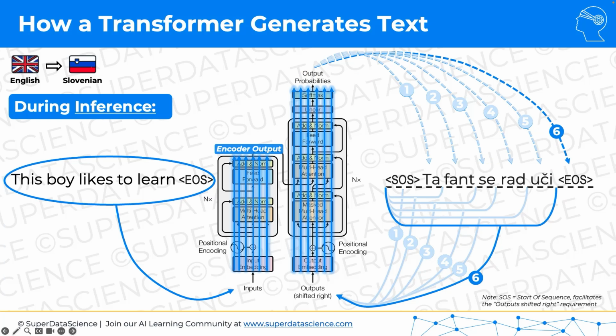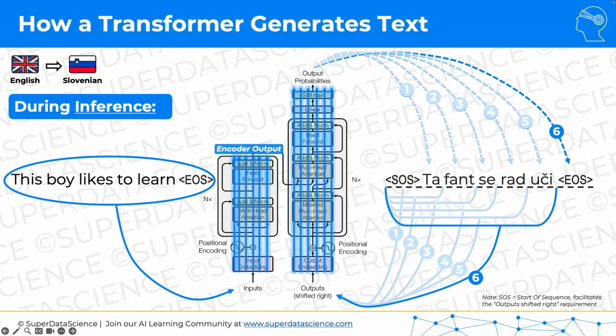And what that resulted in is that now the transformer knows that it has generated all of the translation and that it should stop here. So the end of sequence token signifies to the transformer that it should stop. So there we go. That's how the full transformer architecture translates text.